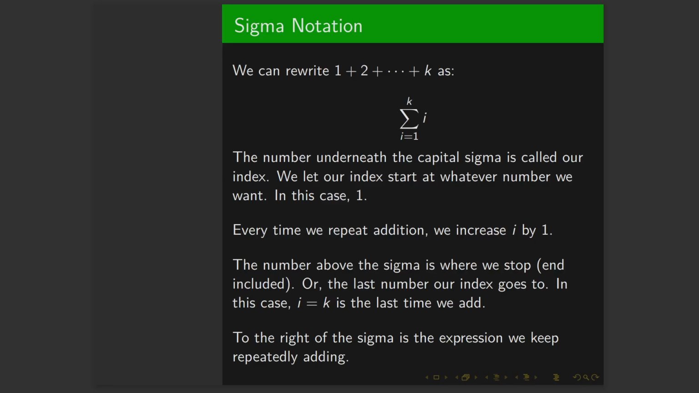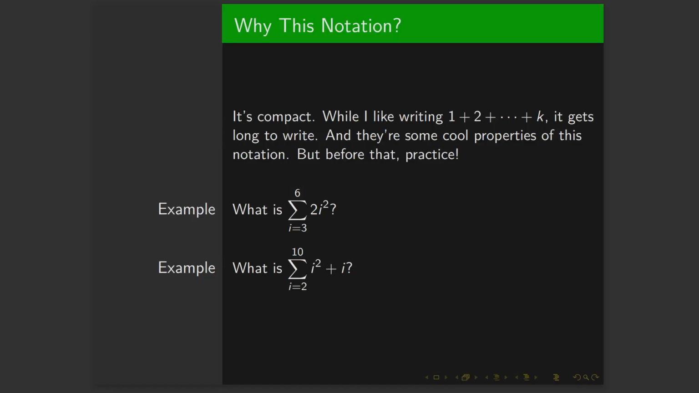And this is sigma notation. So it's compact, right? That's the reason why this is nice. And I really do like writing out the dot dot dot. It makes me feel like, wow, this goes on forever. But it gets kind of long to write and gets a little annoying. And there are some cool properties that sigma notation has. But for that, let's actually evaluate and think about what these two examples right here would be.